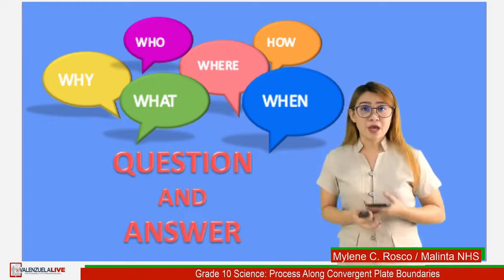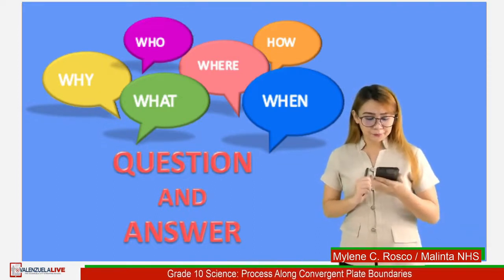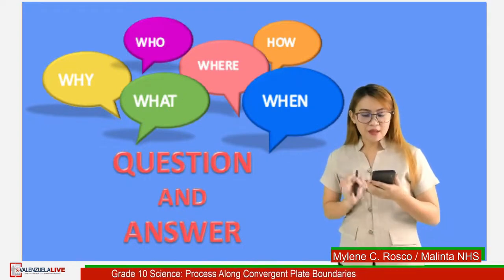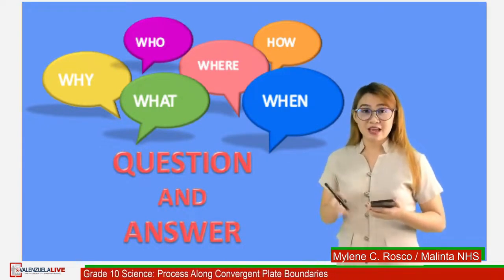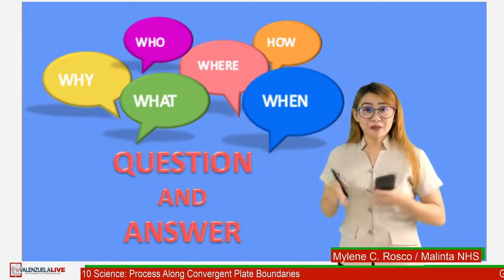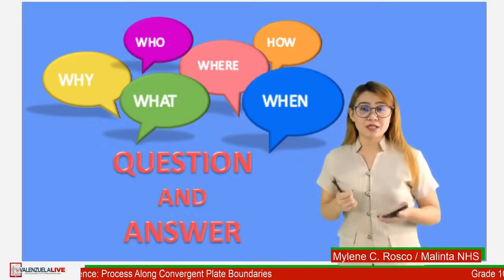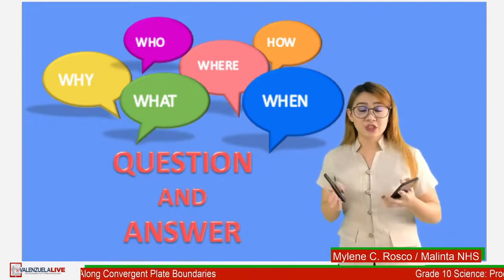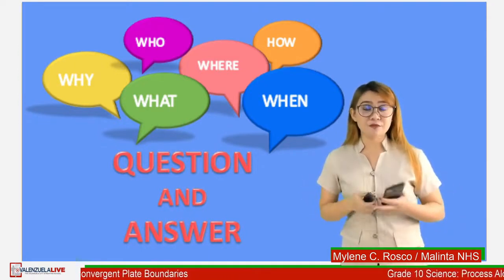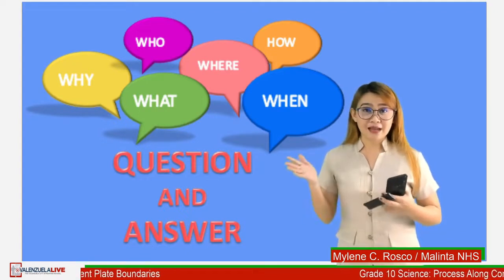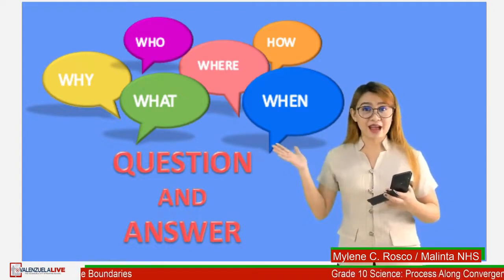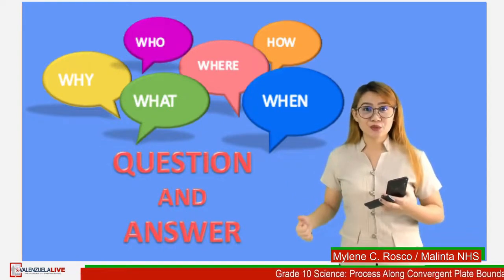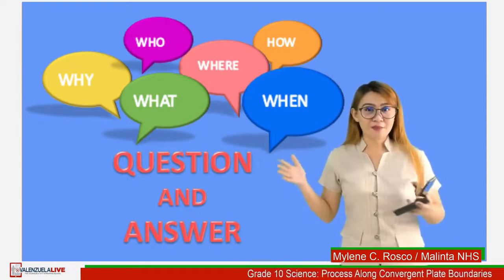Right? So let's have the next question. Are there mountain ranges in the Philippines? The answer is yes. So mountain ranges are also present in the Philippines. The longest mountain range in the Philippines is the Sierra Madre. It extends from Santa Ana, Cagayan at the north up to Quezon Province at the south. So that is how long Sierra Madre is.